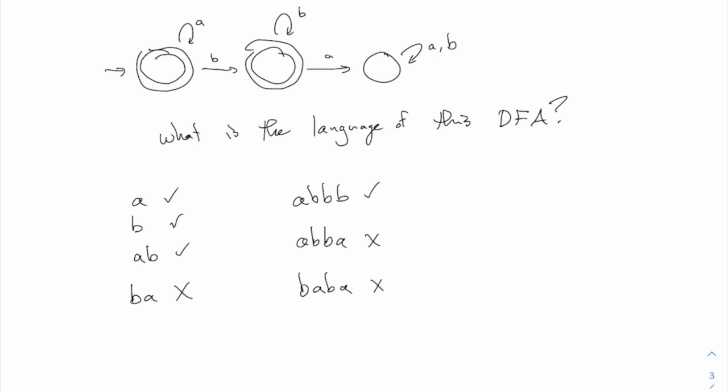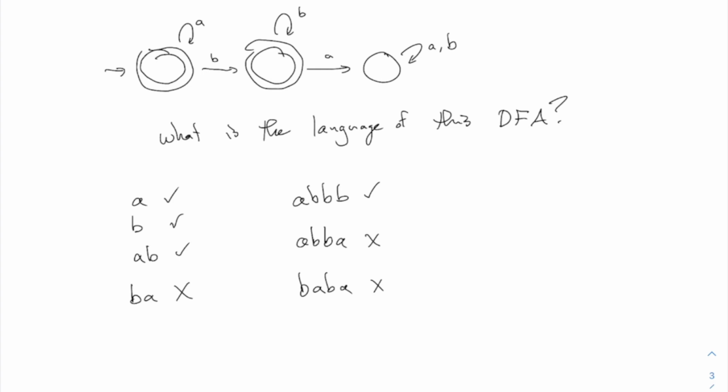Anybody see a pattern here? Can you explain in words, perhaps? What are the things which are accepted? Yeah. When it starts with all the A's and then ends with all the B's, but it doesn't have an A after it. Yeah, this sounds pretty good to me.